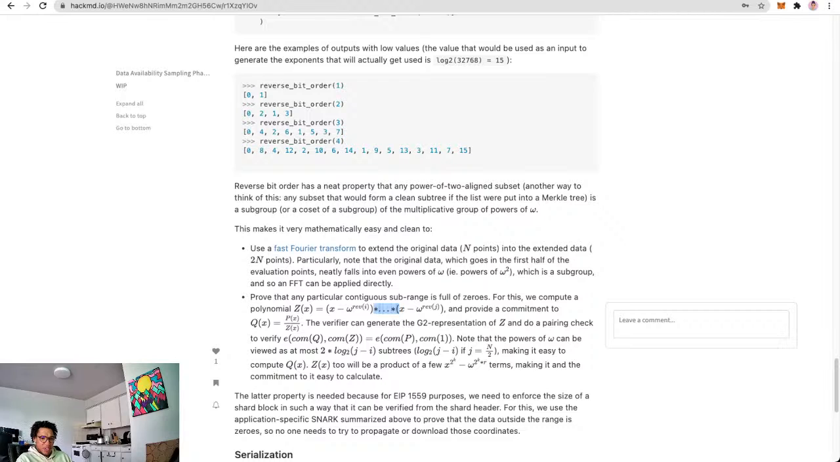For this, we compute a polynomial Z and provide a commitment to Q of X equals P of X over Z of X. The verifier can generate the G2 representation of Z and do a pairing check to verify.